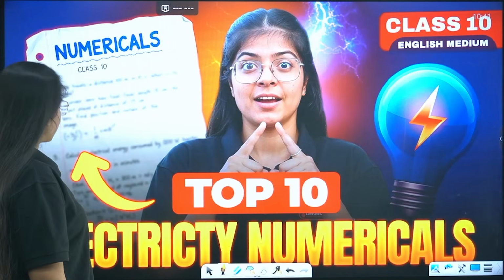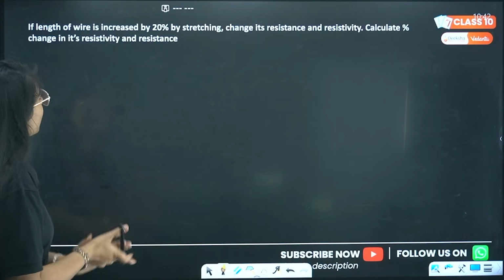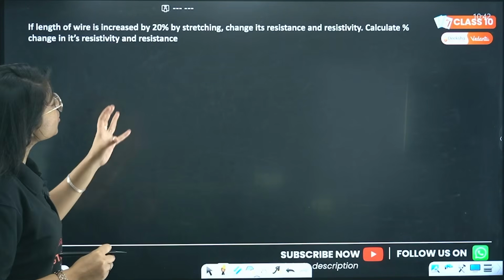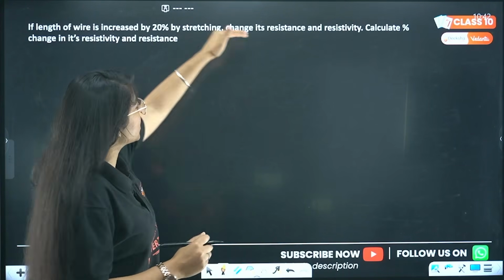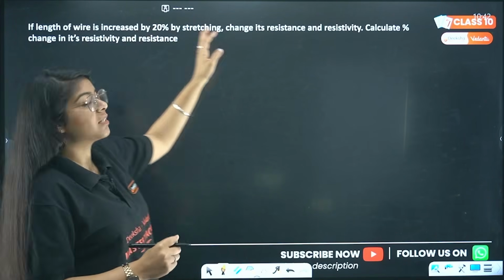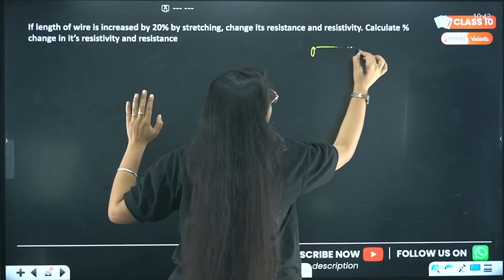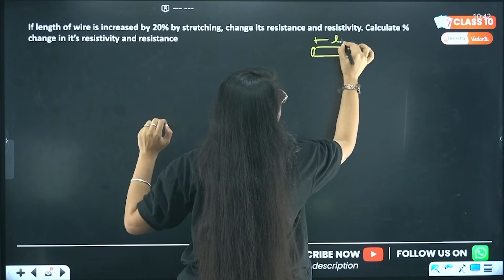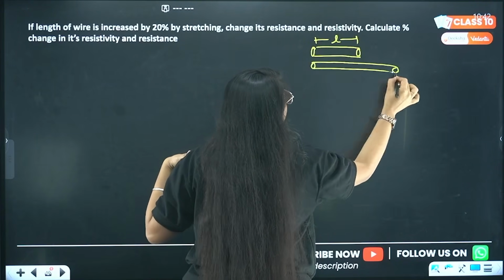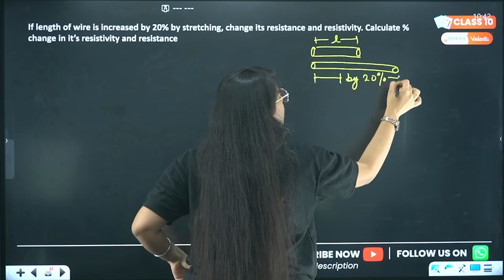Okay, so the first numerical for today is: if the length of a wire is increased by 20% by stretching, which changes its resistance and resistivity, calculate the percentage change in its resistance and resistivity. We have a wire, and let's say the length of this wire was L. They are saying that we increased the length of this wire by 20%, right? So how will we solve this question?